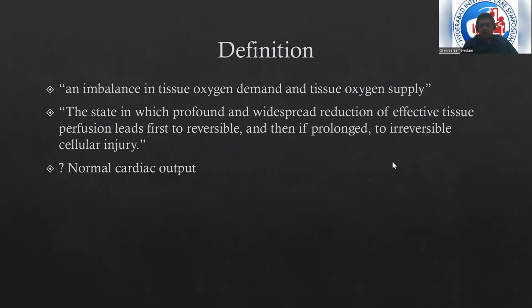If you ask me what is a normal cardiac output, I cannot put a figure and say this is normal cardiac output. So by definition, shock is an imbalance between tissue oxygen demand and tissue oxygen supply. What you want and what you're able to get, and the imbalance thereof is what defines shock. And if you want to extend this definition, it is the state in which profound and widespread reduction of effective tissue perfusion leads first to reversible and then, if prolonged, to irreversible cellular injury.